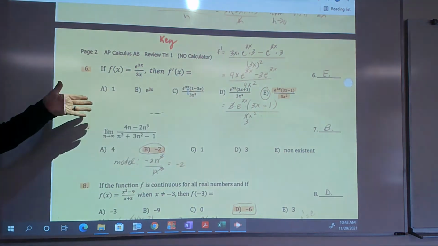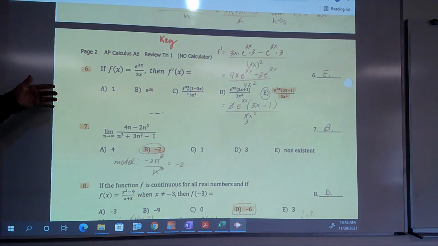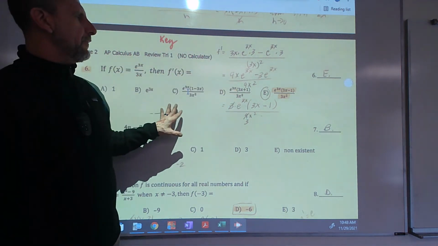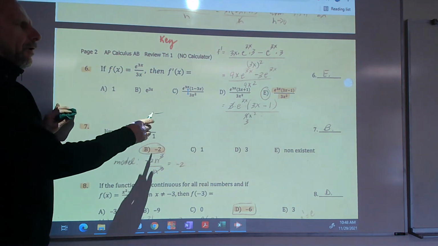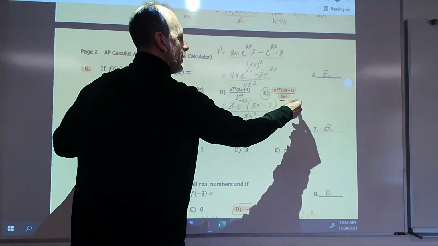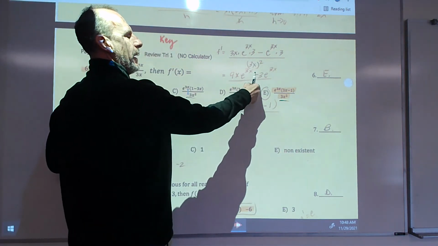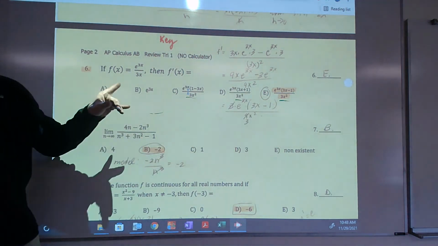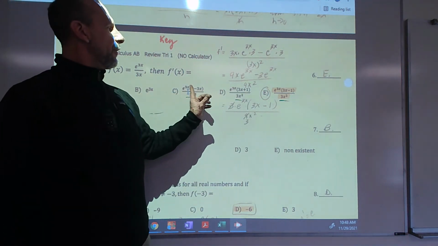And then look at your answers and go, oh man, how do I make my answer look like these answers right here? Now, all 3 of these answers have 3x squared on the bottom, and I know this is 9x squared. So something must be happening. And they're also factored.